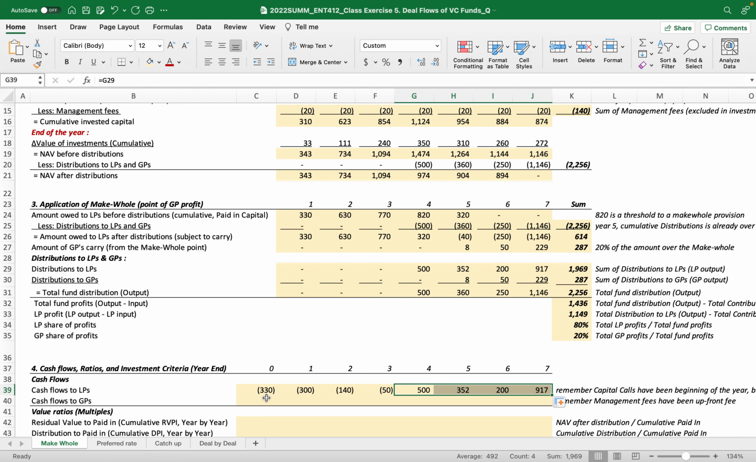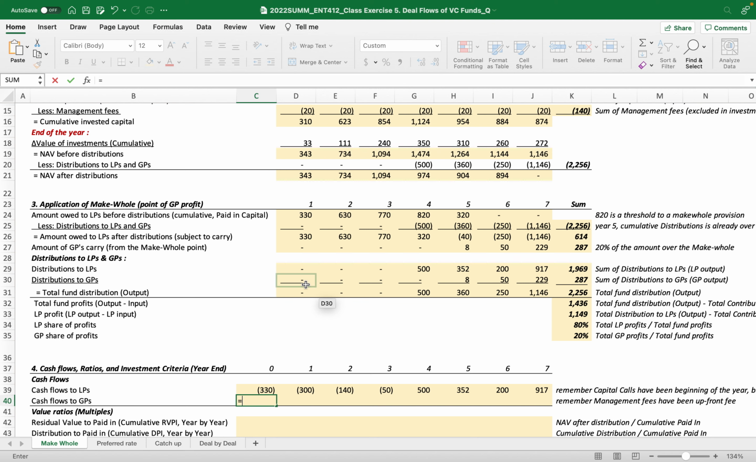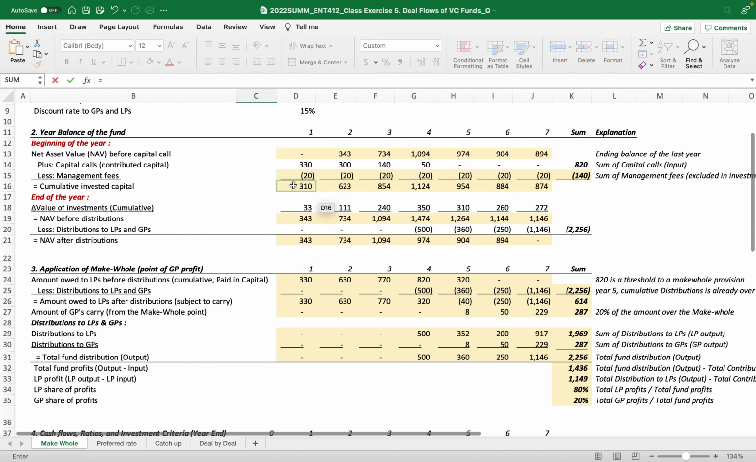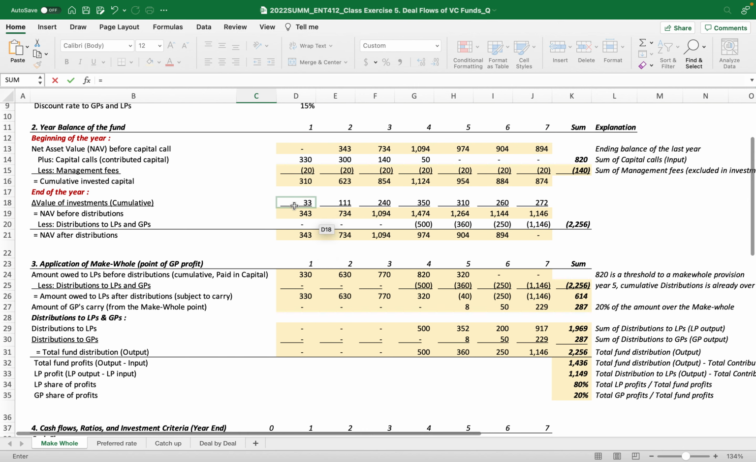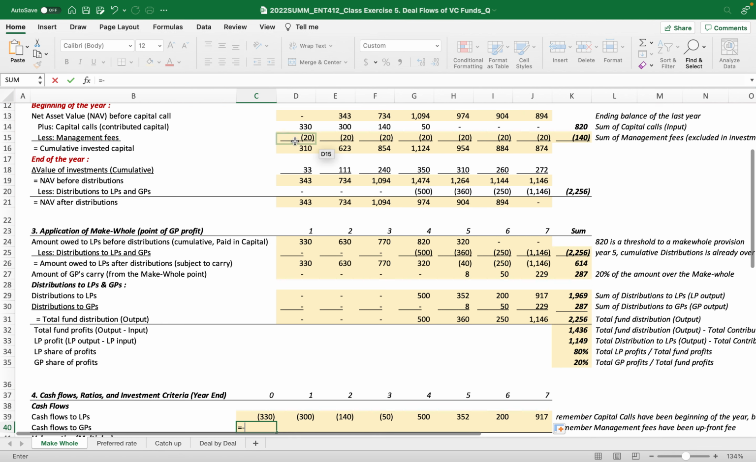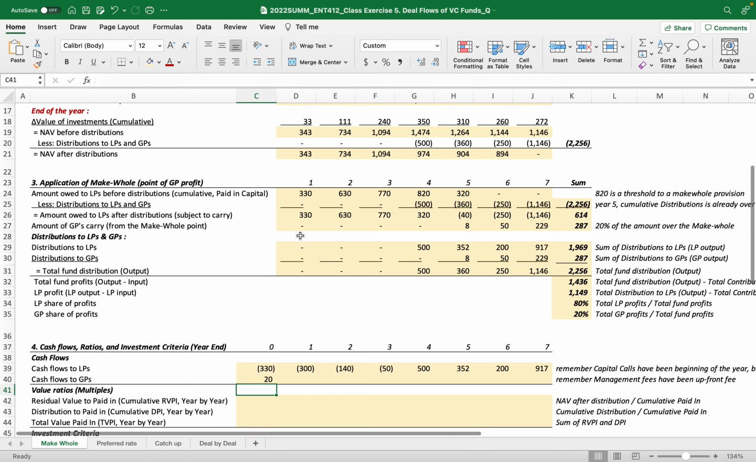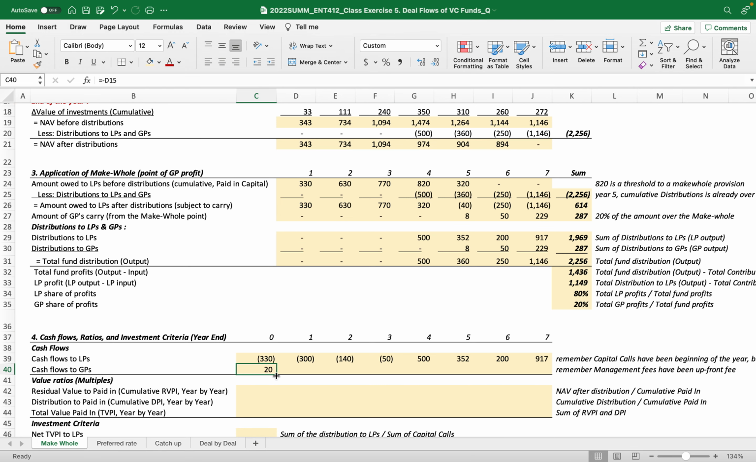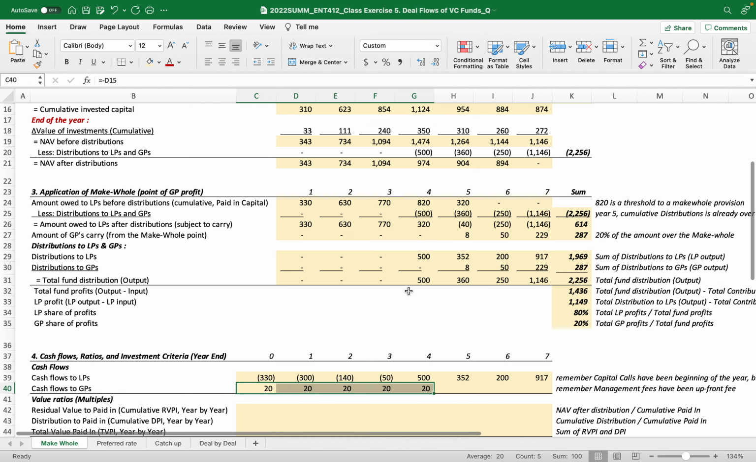Cash flow to the GPs. Also, we are using the GPs. Where is the GPs' cash flow here? Right, there you go. Management fees, right? Management fee, from the fund's point of view, is definitely a minus, but for the cash flows to GPs, it must now be positive. So I changed this number to a positive number. And then this 20 goes to only year 4.